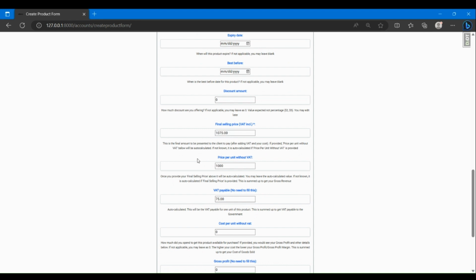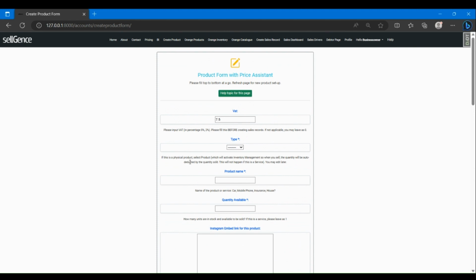Great. Now, let's assume you have a VAT rate of 10%, but you don't know how much your price per unit without VAT should be. All you know is that you want your customer to only pay $1,100 for this product. Good, let's refresh and start again.